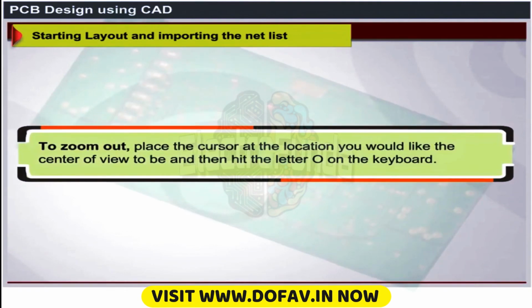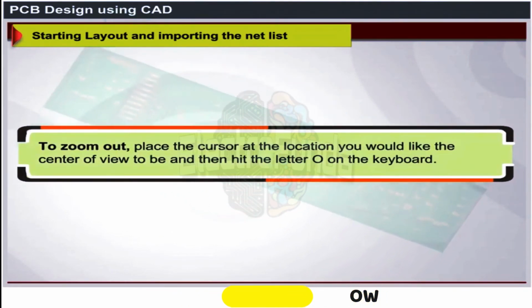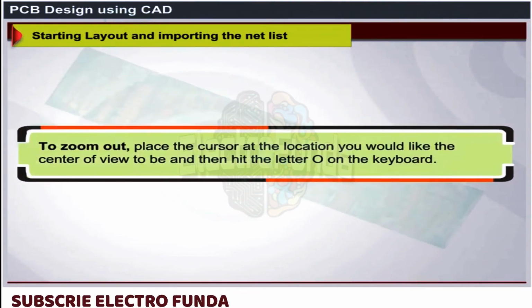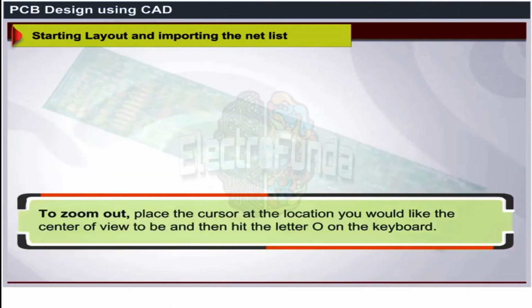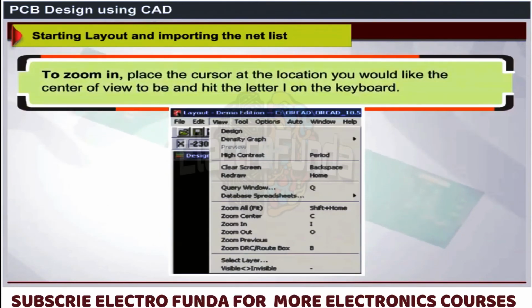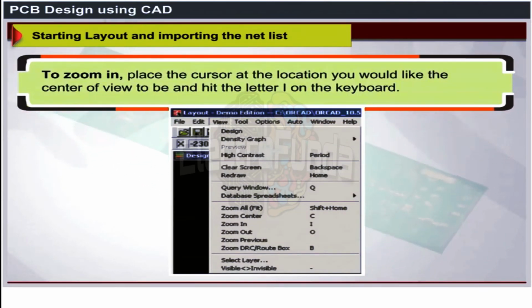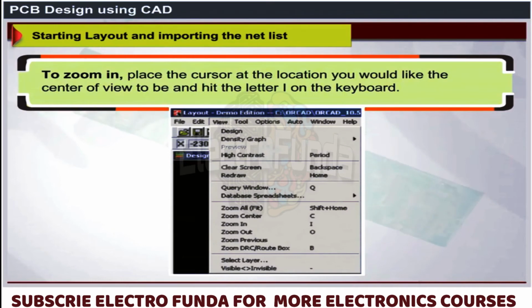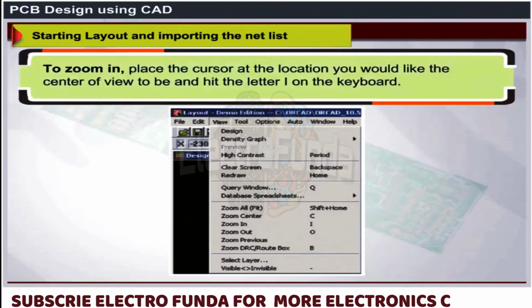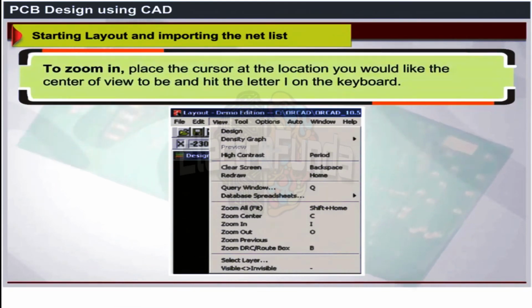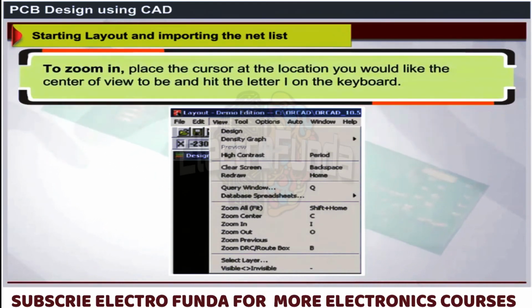To zoom out, place the cursor at the location you would like the center of view to be and then hit the letter O on the keyboard. To zoom in, place the cursor at the location you would like the center of view to be and hit the letter I on the keyboard. To recenter the view without zooming in or zooming out, place your cursor at the desired center and hit the letter C on the keyboard.